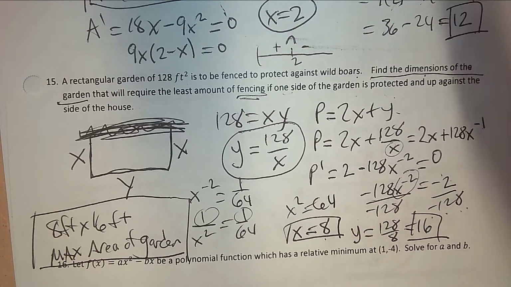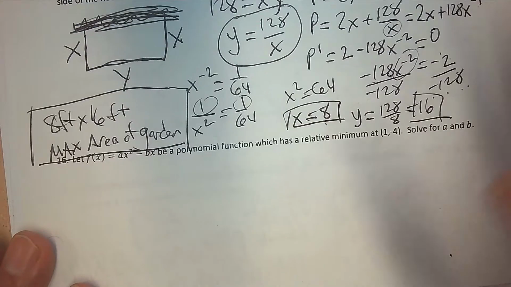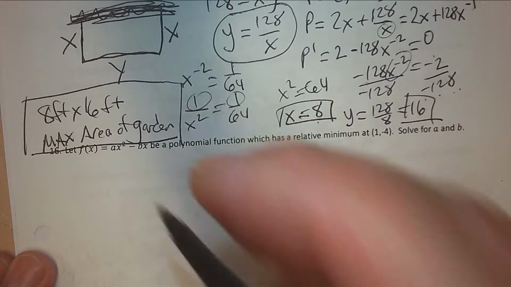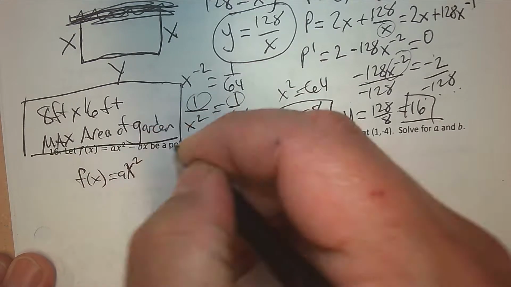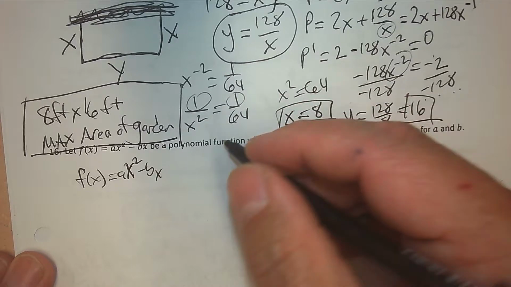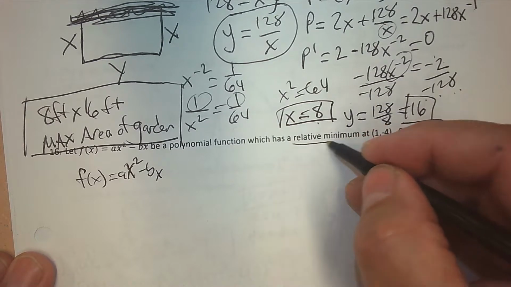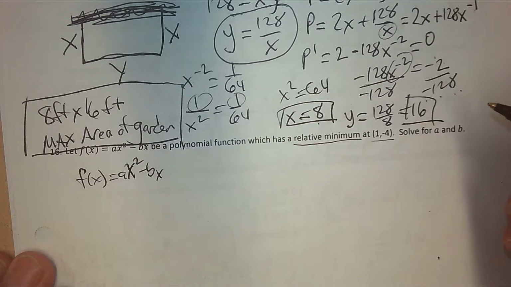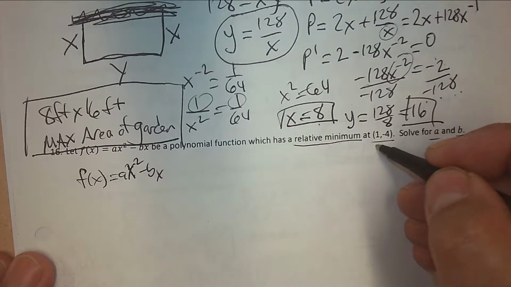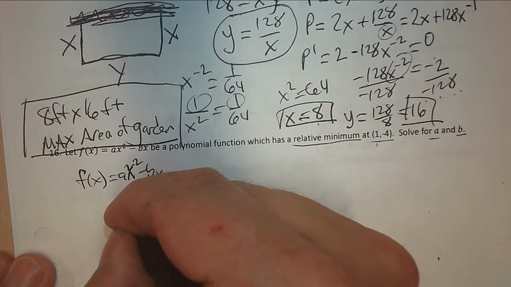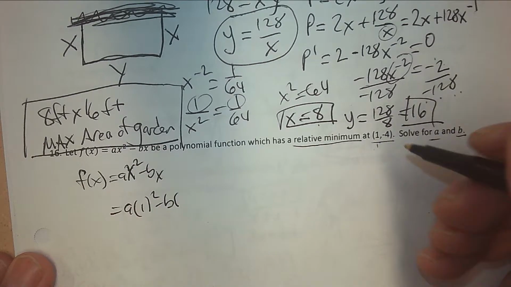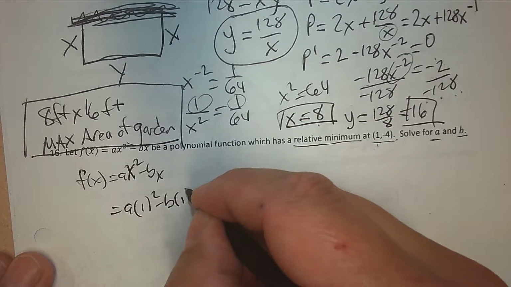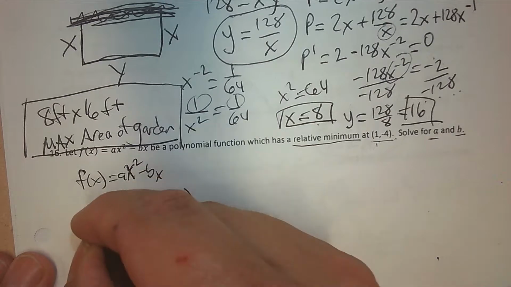All right, last one. 16. Let that function, f at x equals a x squared minus bx, be a polynomial that has a relative minimum at that number. So solve for a and b. So I have a point. So where there's an x, I'm going to plug in 1. And the y value is going to be negative 4.